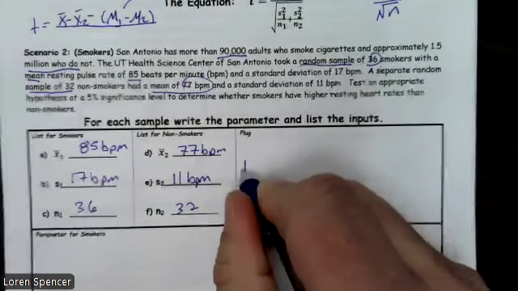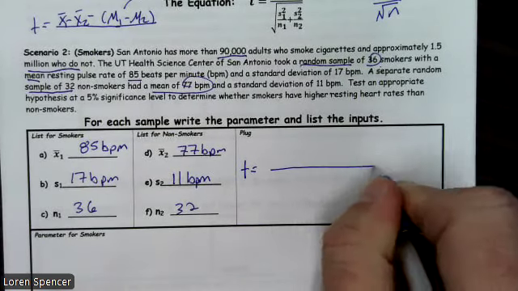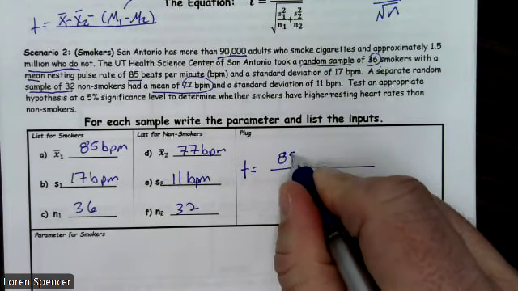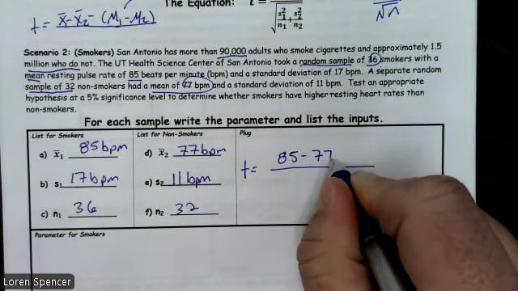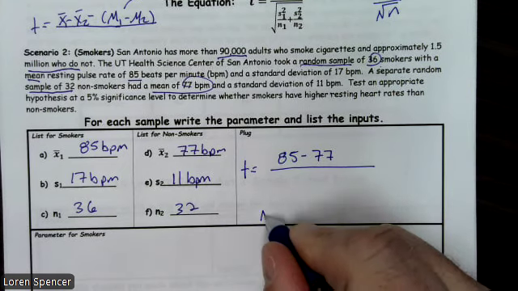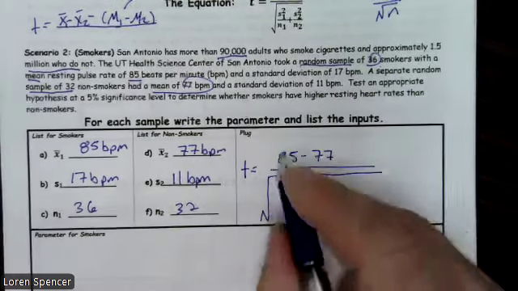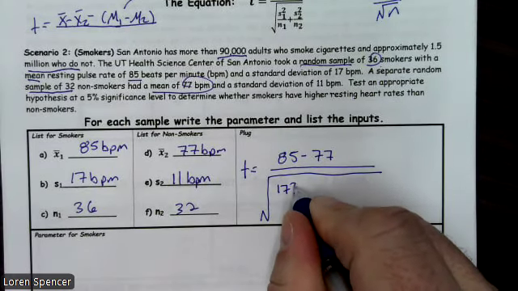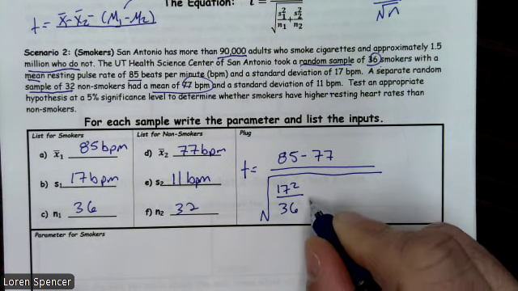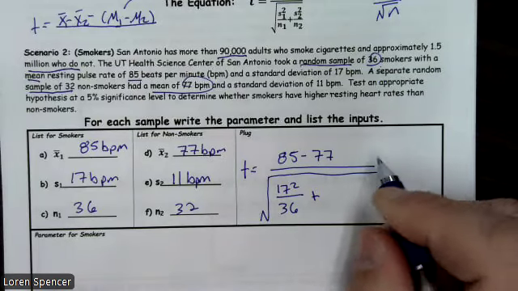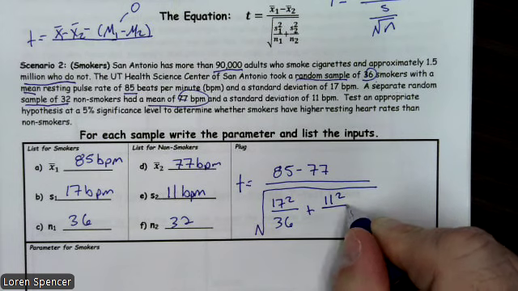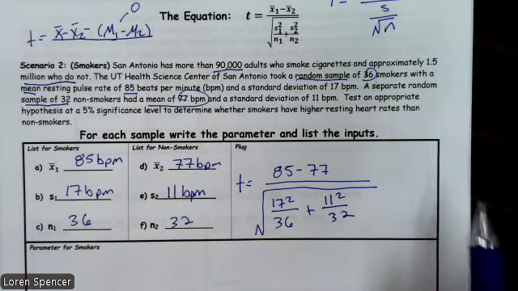So we have t equals x bar 1. And it really doesn't matter which one you choose to be x bar 1, just be consistent and make sure it matches your hypothesis. And then we're going to have 17 squared over 36 plus 11 squared over 32.